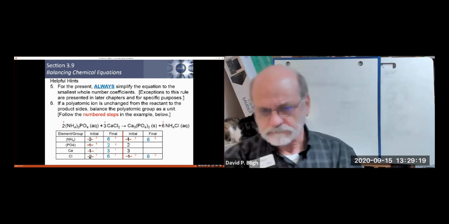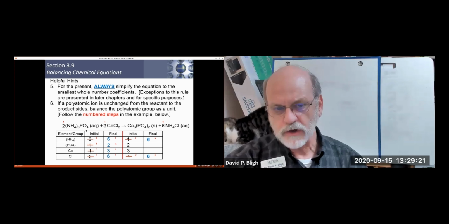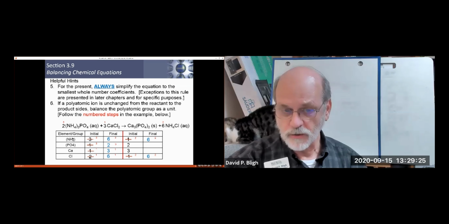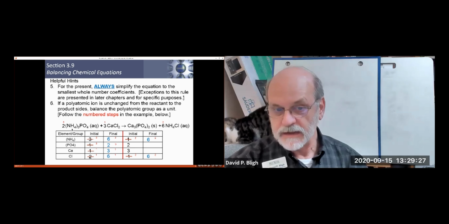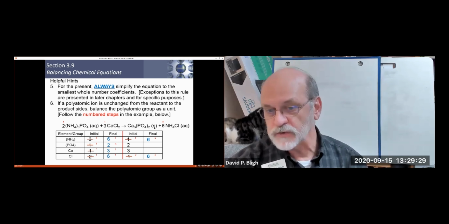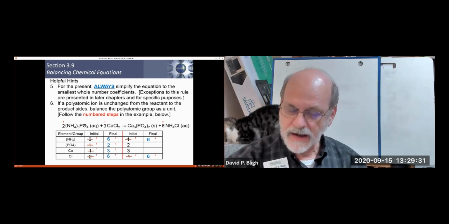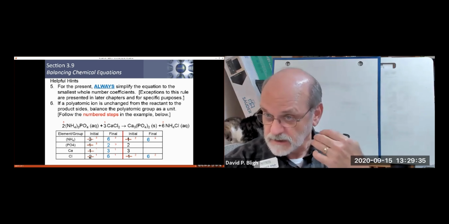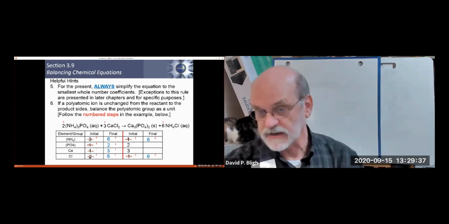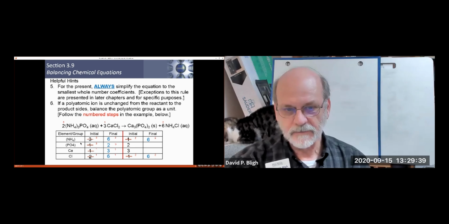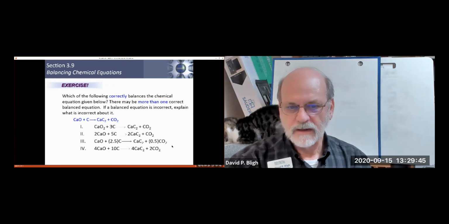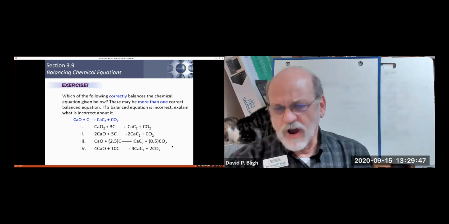Okay, this showed you one of the tricks where you use polyatomic ions as your balancing group if the polyatomic ion appears on both sides of the arrow and is not divided in any way in the process. This just drives home the point.